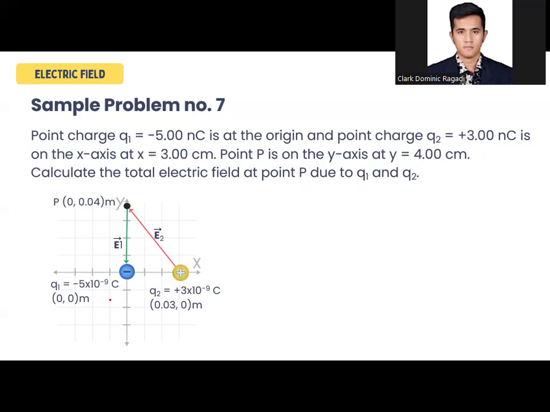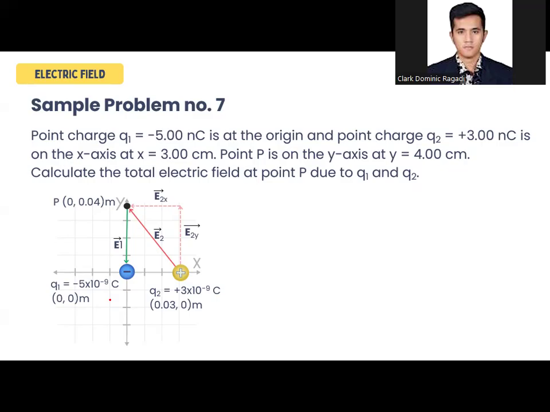So for E1, that's the electric field generated by charge 1. As you can see, the direction of the field line is towards Q1 since it is negative. And then our E2 is away from the charge since it is positive. As you can see here, our E2 is actually inclined, so we can write that in components of X and Y. So we can write E2 as the sum of the components E2x plus E2y.